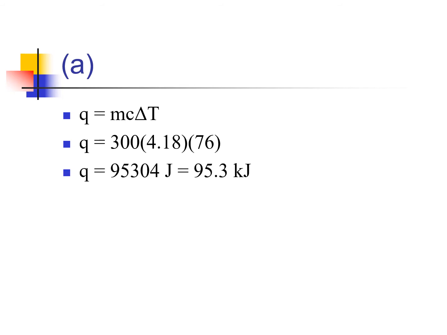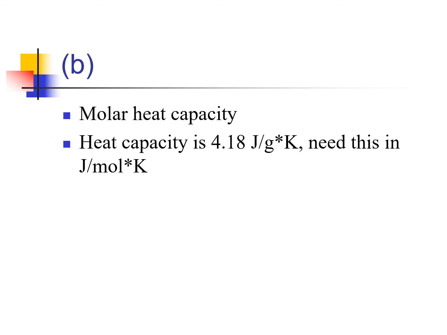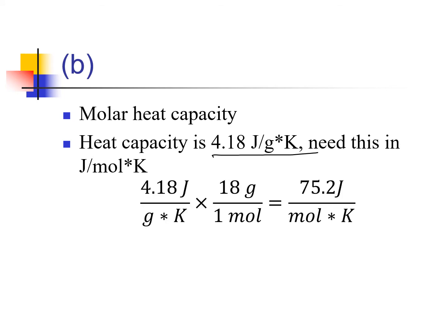It's really that simple. For the molar heat capacity, we know the specific heat is 4.18 joules per gram Kelvin. We're going to turn the grams to moles, and we do that through molar mass. That's all this is. So I start with the specific heat, then turn grams to moles using molar mass, so grams cancel, leaving moles on the bottom. I get my molar heat capacity.